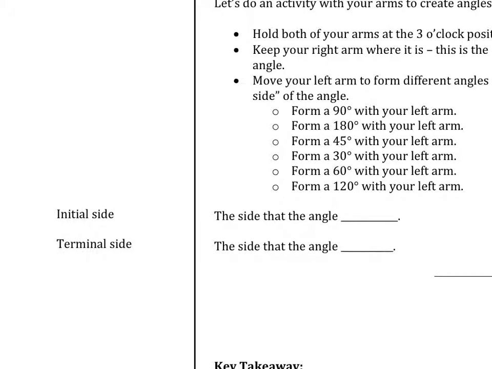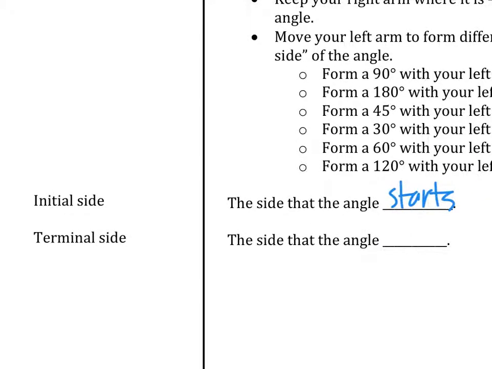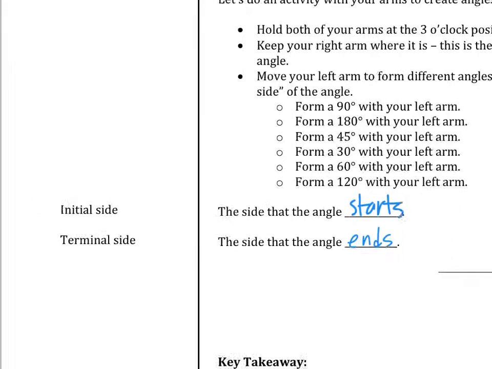Okay, so let's write all that information down. Initial side is the side where the angle starts, and this is always going to be 0 degrees. Terminal side is where the angle ends, and it could be positive or negative, which we're going to talk about right now. But the initial side never moves. It is always 0 degrees, and it's always on the right side, the 3 o'clock part. It doesn't move.